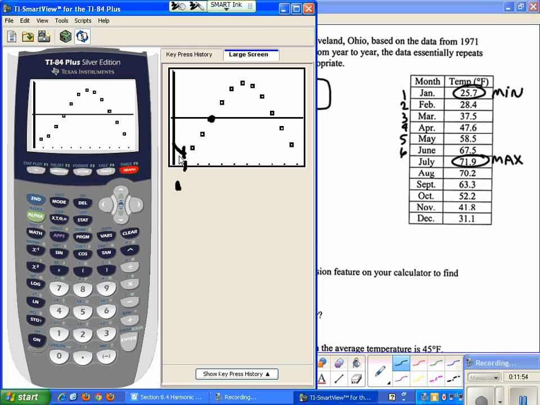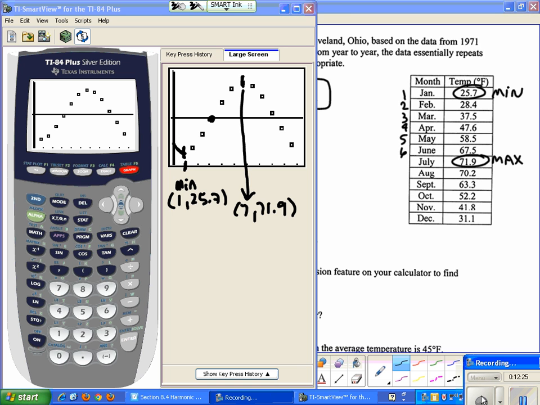Well, if I know this is my minimum value, where was my minimum value? That value was January at 1 comma 25.7. And this value up here, which is my maximum, was at the value of 71.9. And I want to find essentially the distance in between those two values. So if I want to find the distance in between, you're finding the average. So how do I do that?